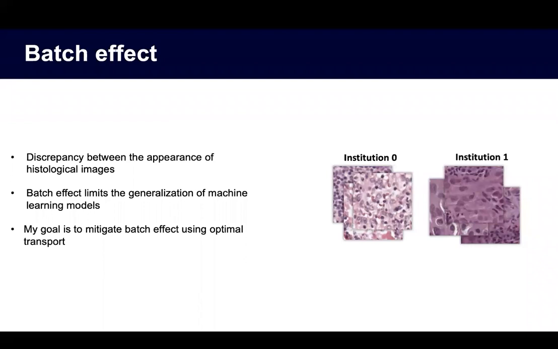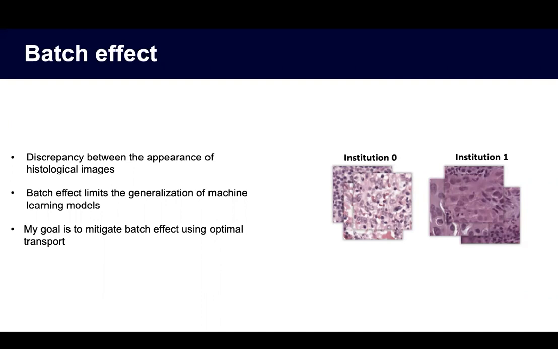The term batch effect may vary in definition across different fields. In histology, it refers to variations in the appearance of images between different institutions. These variations can stem from differences in tissue preparation protocols, scanner types, and other factors.